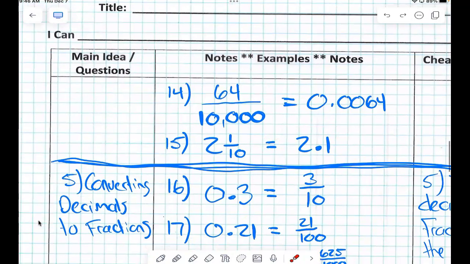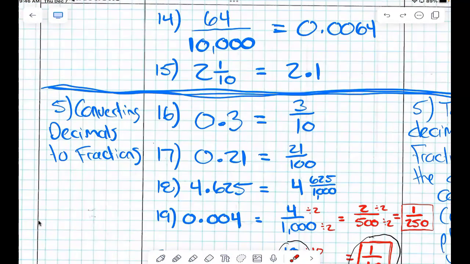Sweet. When we go from decimals to fractions, read that. 0 and 3 tenths. Is that the fraction? Yes. Read this decimal. 0 and 100. Is that the fraction? Yes. Read this decimal. 0 and 625,000.